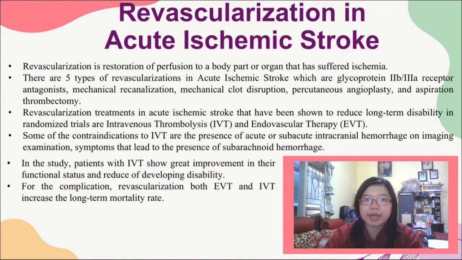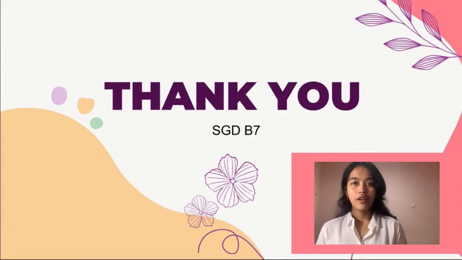Revascularization treatments in acute ischemic stroke are intravenous thrombolysis, or IVT, and endovascular therapy, or EVT. Some of the contraindications to IVT are the presence of acute or subacute intracranial hemorrhage on imaging examination. In the study, patients with IVT show great improvement in their functional status. For the complications, revascularization, both EVT or IVT, increases the long-term mortality rate.